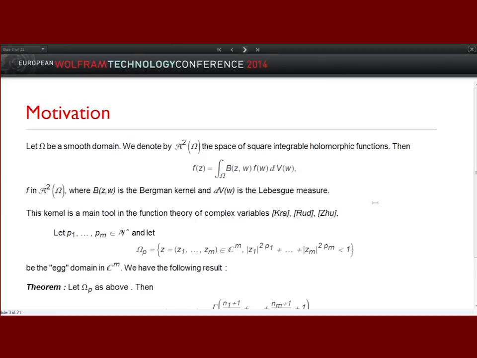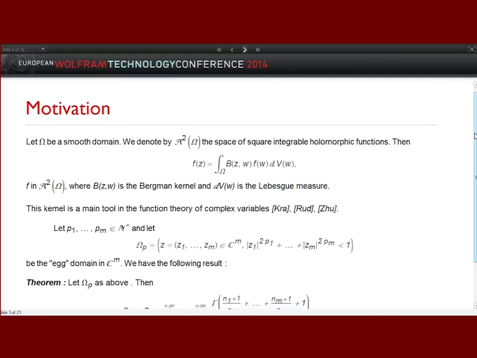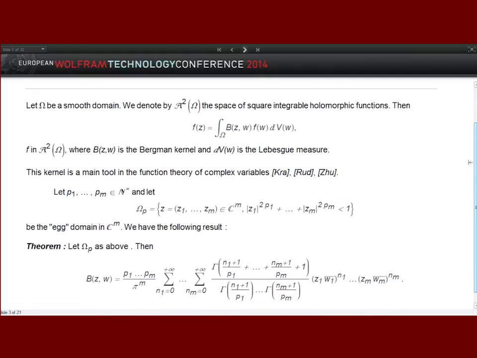Moreover, if you consider parameters P1, PM in N star, and you consider this domain, it is called egg domain in CM. It's also called ellipsoid domain. We have the following result: for such a domain, the Bergman kernel has this expression.